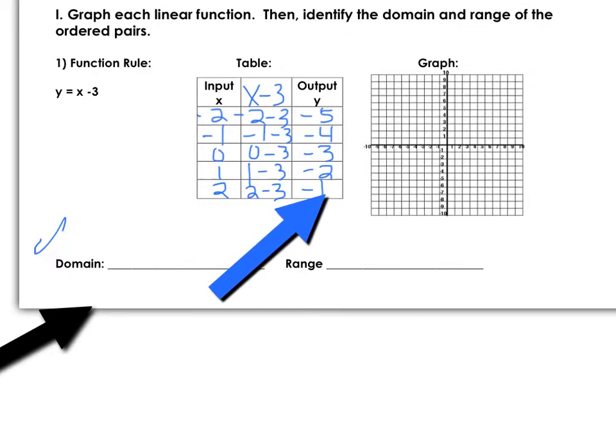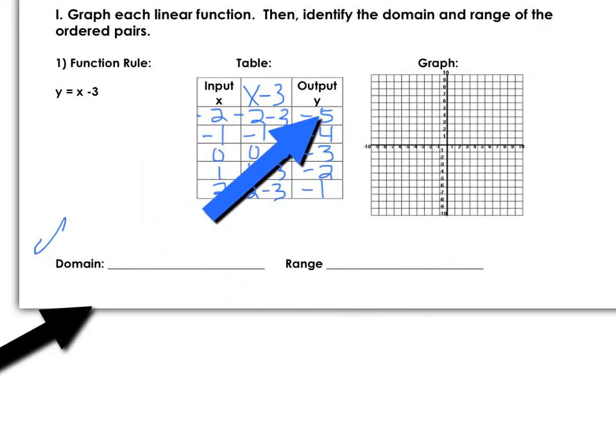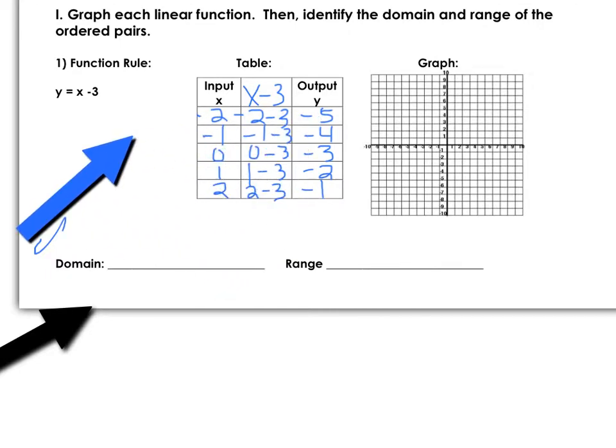So the ordered pair we're going to plot is -2, -5. So we'll come over to the graph and plot -2, -5. And then we'll plot -1, -4. And then we'll plot over 0 down to -3, and then over 1 down to -2, and over 2 down to -1. So there is the graph of y equals x minus 3.